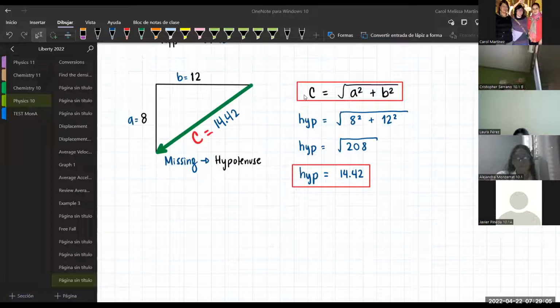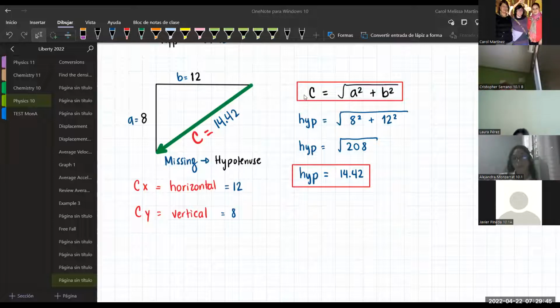So which one is going to be Cx and which one is going to be Cy? Cx is the horizontal and Cy is going to be the vertical. So what is my horizontal component of this triangle? 12. What is my vertical component in this triangle? 8. Okay, now we analyze.